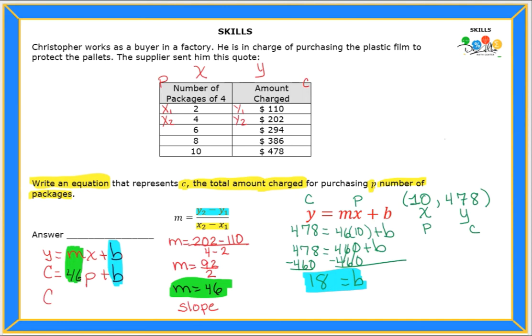So I'm gonna write down C equals 46 is the slope, p is the packages, right? Plus my b is 18, so I'm gonna write down plus 18. So this will be my final equation, right? C equals 46p plus 18. Okay, so notice how most of the time I work with x and y. I just replace it a little bit towards the end just to help me not to get confused. So this is the process that you do.